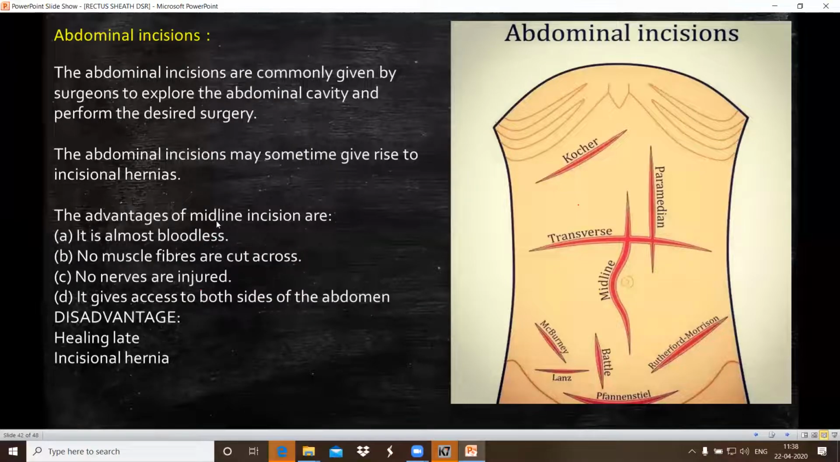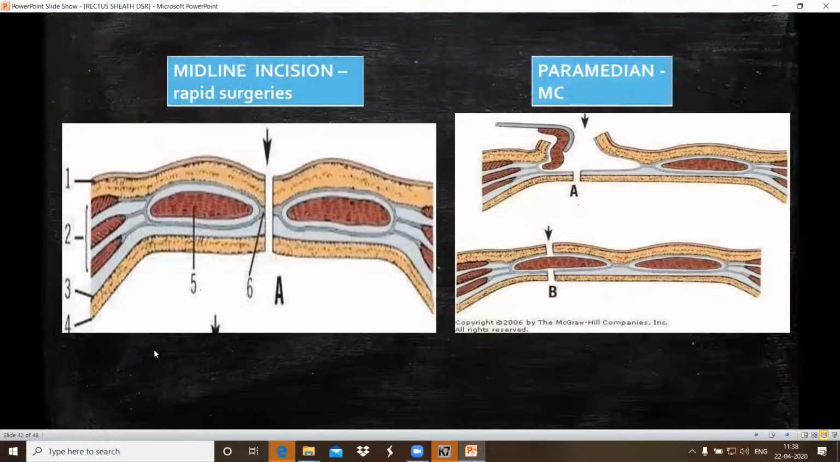Already I told that midline incisions are very suitable for emergency surgeries because they are almost bloodless, with no muscle fibers and no nerves injured. It gives access to both sides of the abdomen, so we can go right side or left side. The disadvantages are that healing is late and leads to incisional hernia. So we'll see some of the incisions. The first diagram, on the left side, A, shows the midline incision. That means it passes through the linea alba. So I told it's done in emergency surgeries.